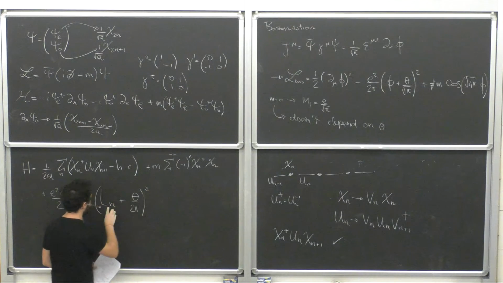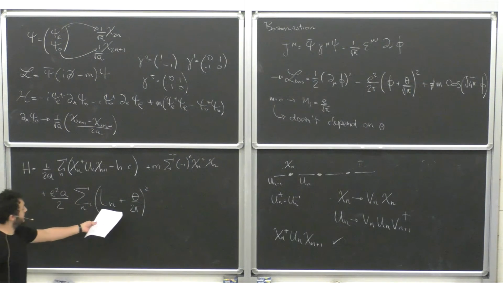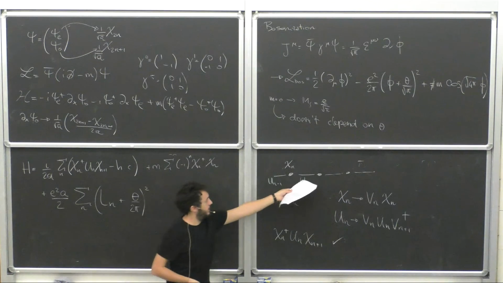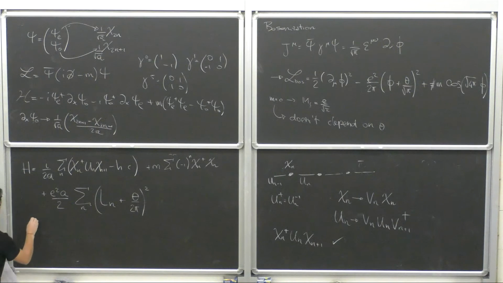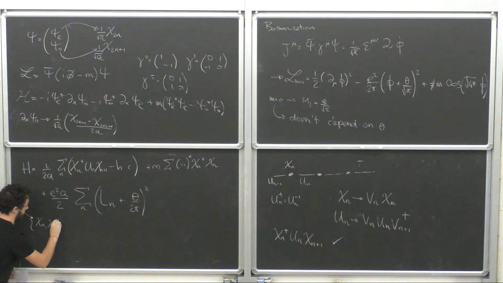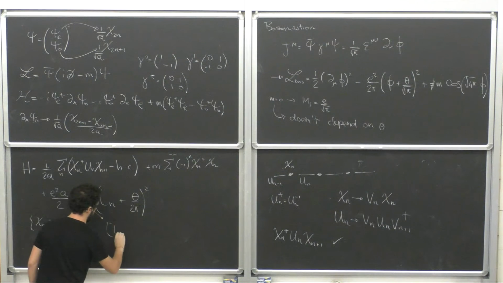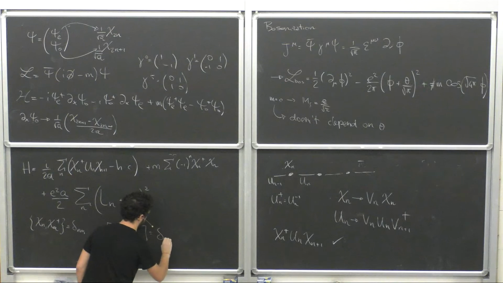So what is L_n? L_n is the discretized version of the electric field. L_n measures the electric field on a link. So the commutation relations here are the usual ones for the fermion, and L_n and U_n instead have this.